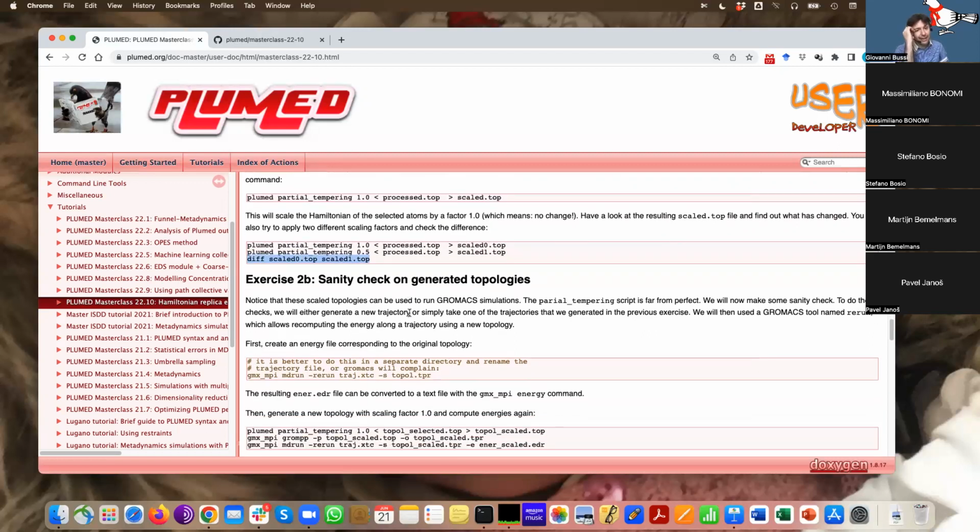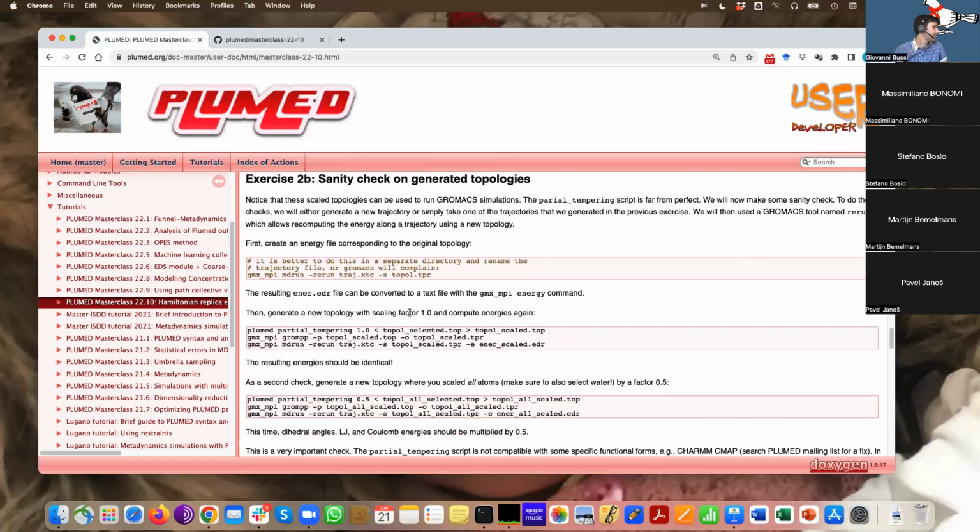There are a few sanity checks that, of course, here they will succeed because this is a simple system. I tested it as well, but they're very important. I would definitely recommend you to run these tests on any new system on which you're interested to apply this method. So the first test is to generate a scaled topology which is scaled by a factor 1. Scale by factor 1 means not scaled.